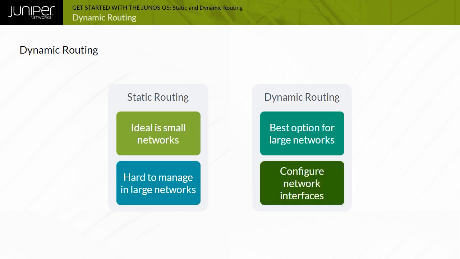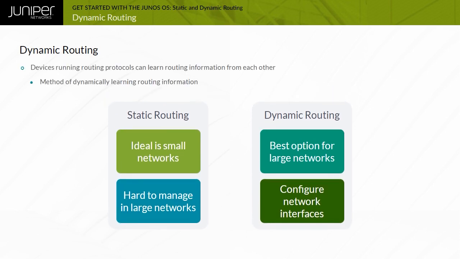With dynamic routing, you configure the network interfaces to participate in a routing protocol. Devices running routing protocols can dynamically learn routing information from each other. When a device adds or removes routing information for a participating device, all other devices automatically update. Dynamic routing resolves many of the limitations and drawbacks of static routing.